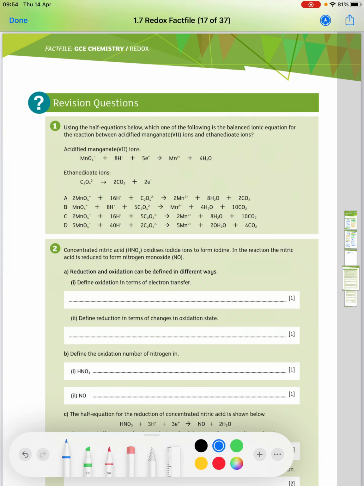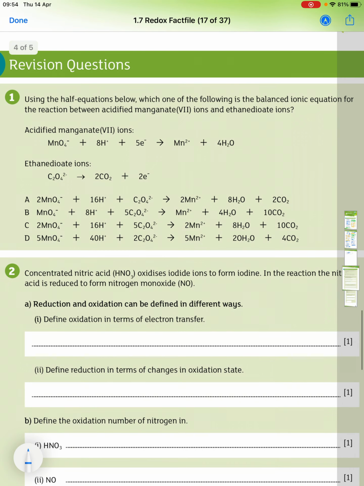These are the answers for the revision questions for 1.7 Redox. Question 1. Using the half equations below, which of the following is the balanced ionic equation for the reaction between acidified manganate 7 ions and ethane dioate ions?